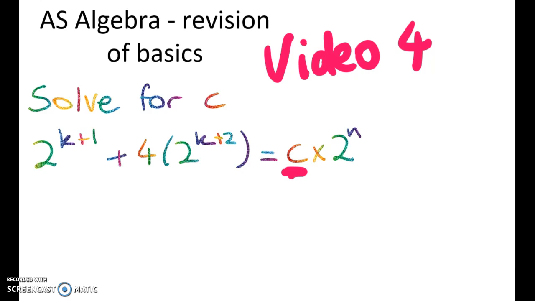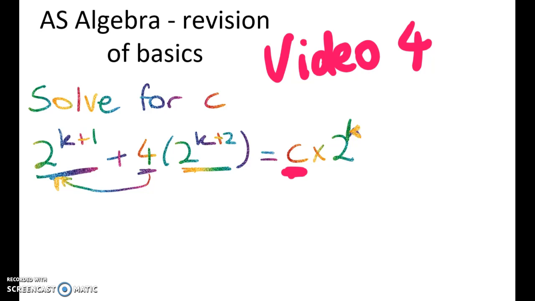I'm trying to get my pen to work. Right, this is 2 to the power of k plus 1. This is 4, which has got something to do with 2, and this is 2 to the power of k plus 2. And we are trying to solve for k. Now, let me see. That should not be an n. That should be a k. That makes everything work a wee bit better.